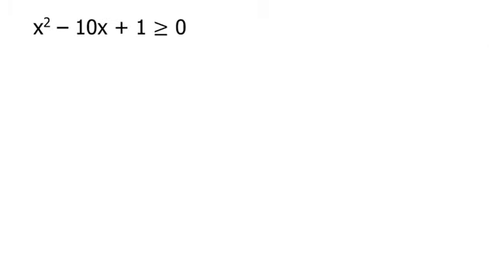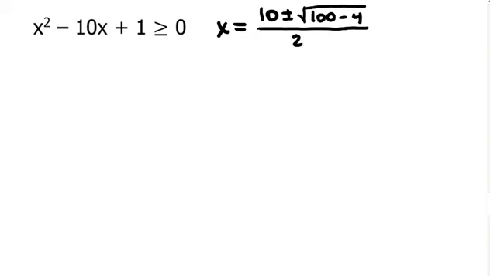Here we've got one that's clearly not going to be factorable because there isn't anything that multiplies to 1 and adds to -10. It's not going to happen. So if it's not factorable, then we use the quadratic formula. So this will have zeros at x equals -b, which is +10, plus or minus the square root of b squared, which is 100, minus 4 times a times c, which is -4, all divided by 2a. So this is 10 plus or minus the square root of 96 divided by 2.